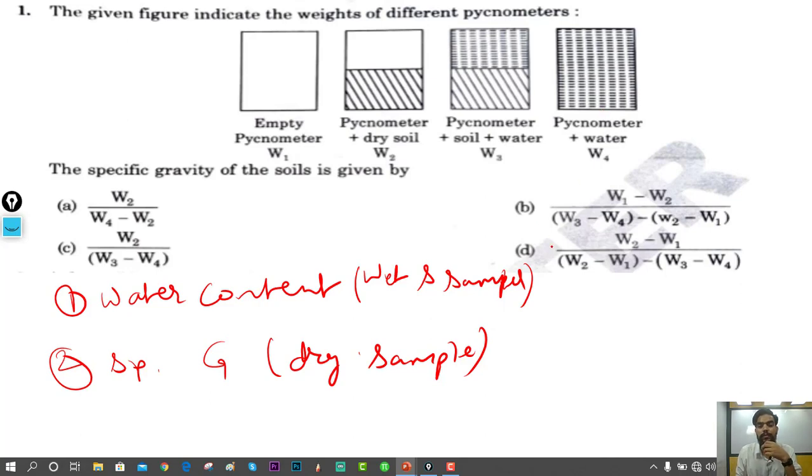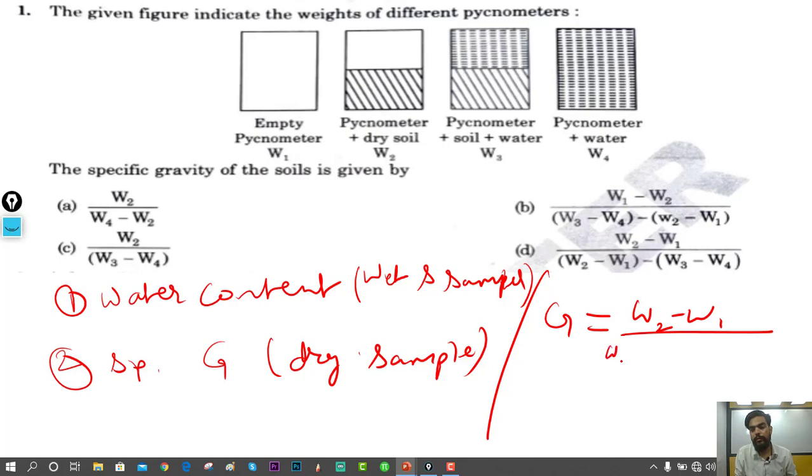Just like here, the formula of specific gravity is G equals (W2 minus W1) divided by [(W2 minus W1) minus (W3 minus W4)]. So our correct option on the basis of this formula is option D.